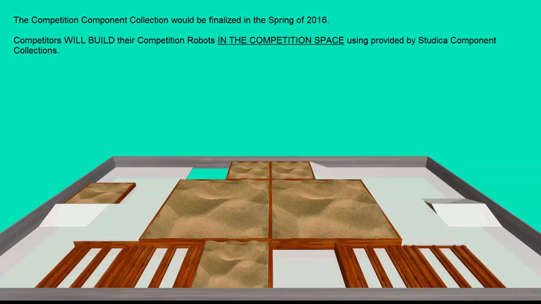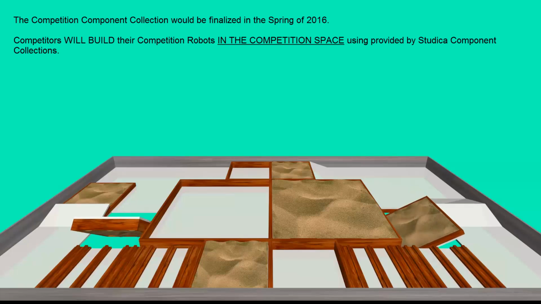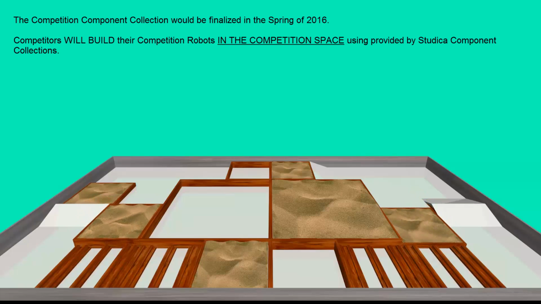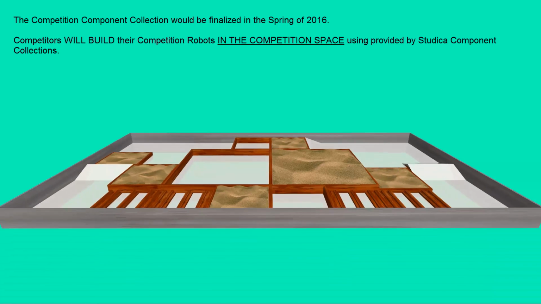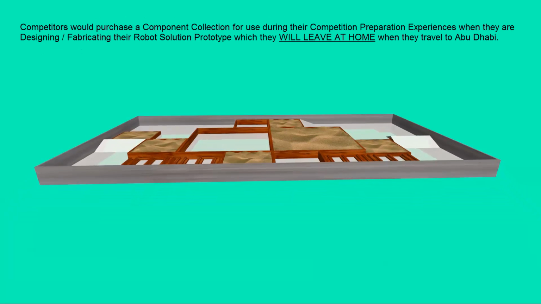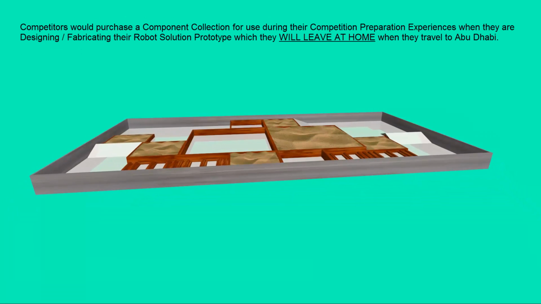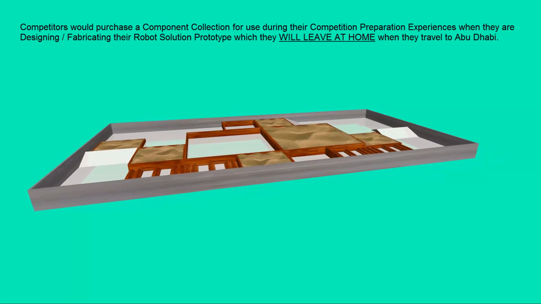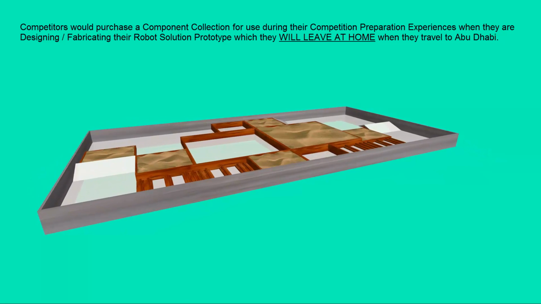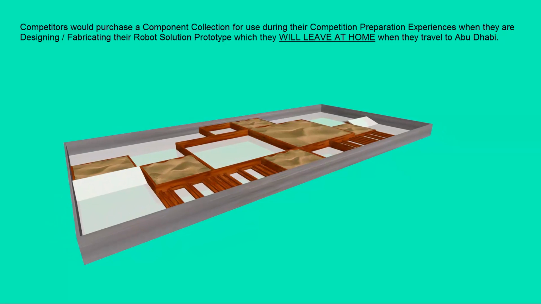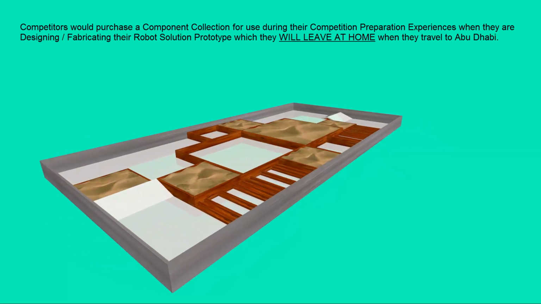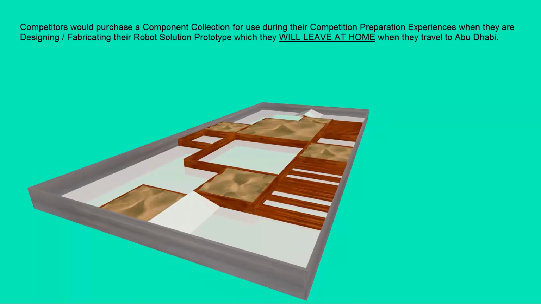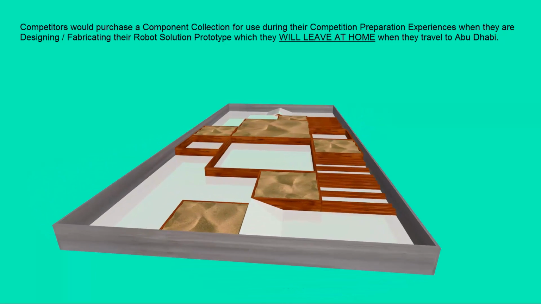The competition component collection would be finalized in the spring of 2016. Competitors will build their competition robots in the competition space using provided by Studica component collections. Competitors would purchase a component collection for use during their competition preparation experiences when they are designing, fabricating their robot solution prototype, which they will leave at home when they travel to Abu Dhabi.